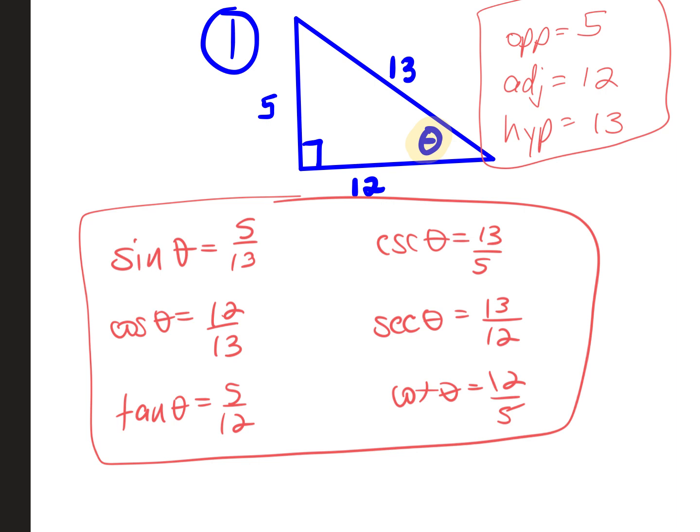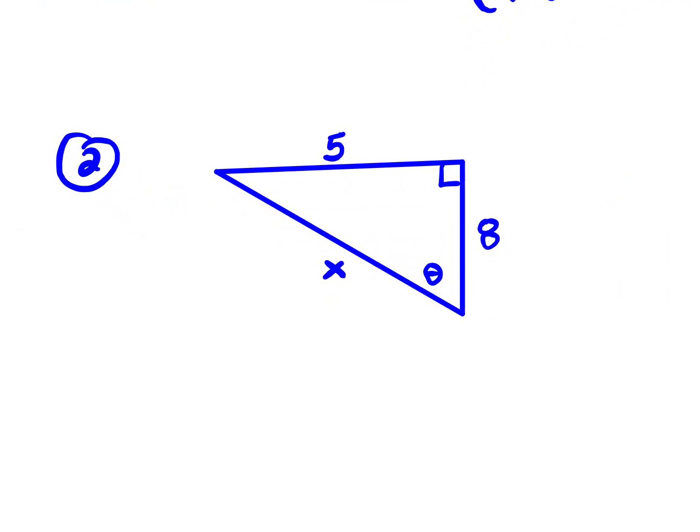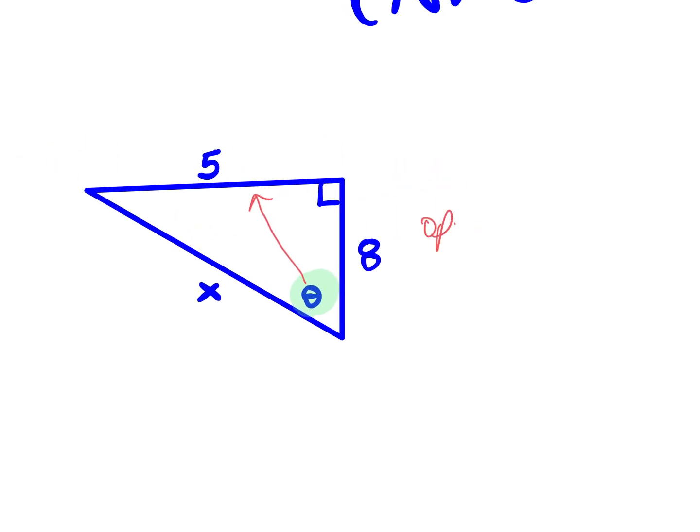All right, let's look at number 2. How's number 2 a little bit different? There's an X. So we have to find one of the sides. This triangle is turned around, right? It's not like the other one was. So this is why I say it's really important to identify your theta. Here is my theta. In reference to theta, what is 5? 5 is your opposite. What is 8? So we're going to find what? We're going to find the hypotenuse.